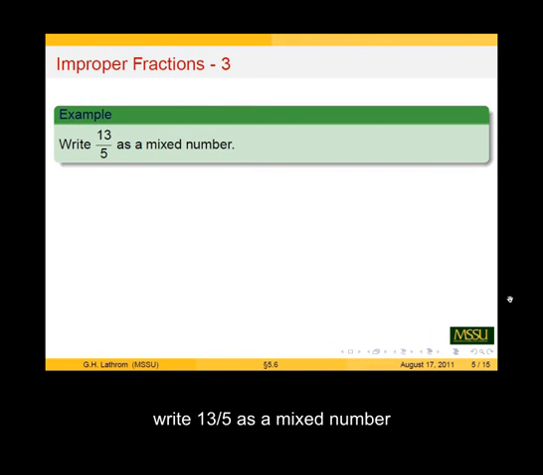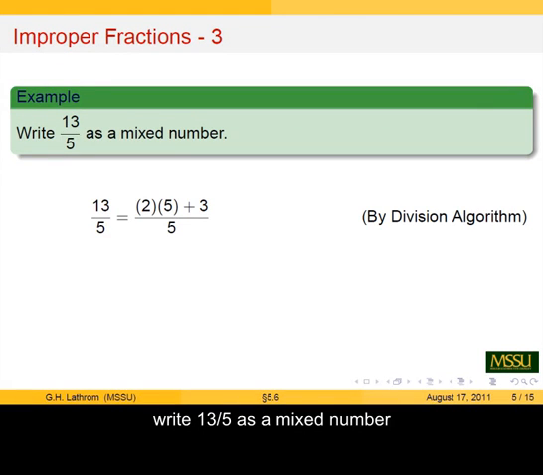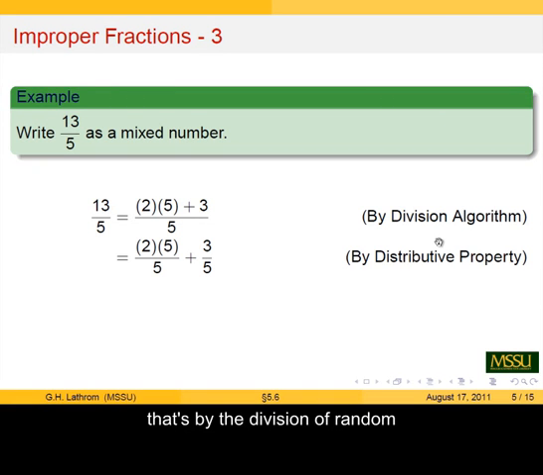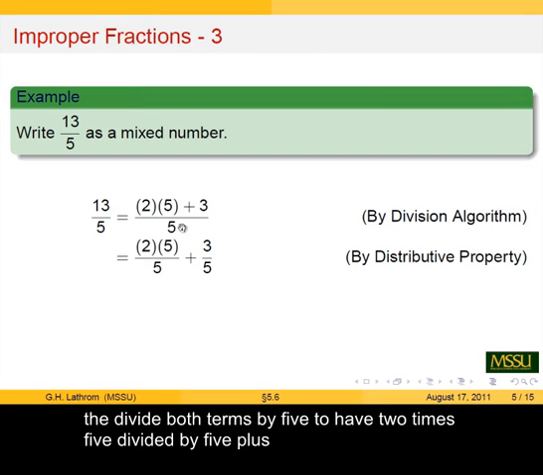Let's write 13/5 as a mixed number. 13 divided by 5 is equal to, the 13 we can write as 2 times 5 plus 3. That's by the division algorithm. Then, using the distributive property, we divide both terms by 5.